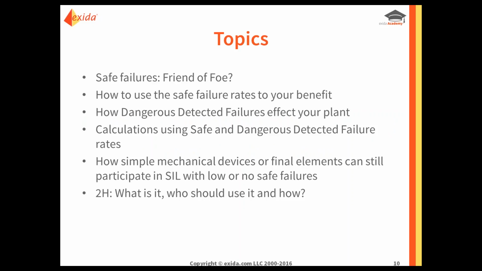Then we're going to look at how to use the safe failure rates to your benefit, what dangerous detected failure rates really mean and how that can affect your plant. We're going to look at calculations using safe and dangerous detected failure rates, how simple mechanical devices or final elements can still participate in a SIL rating with either low or no safe failures. And then finally, Route 2H. What is it and who should use it and how?